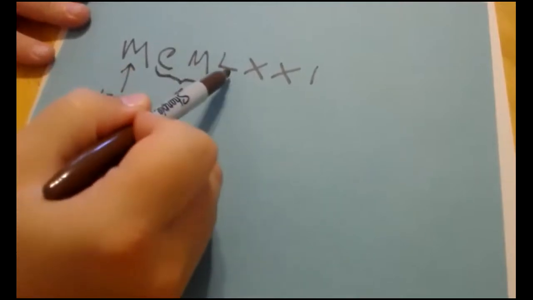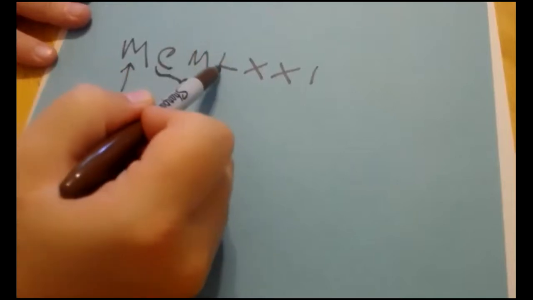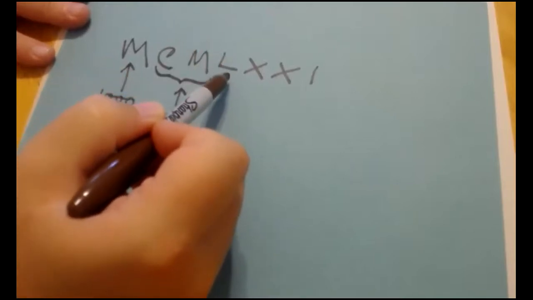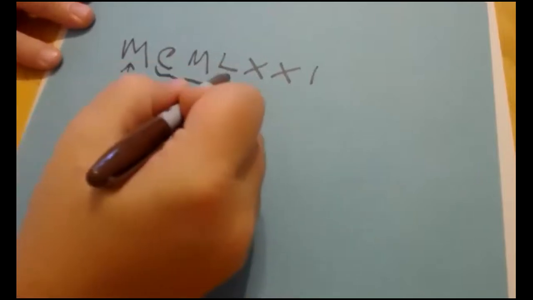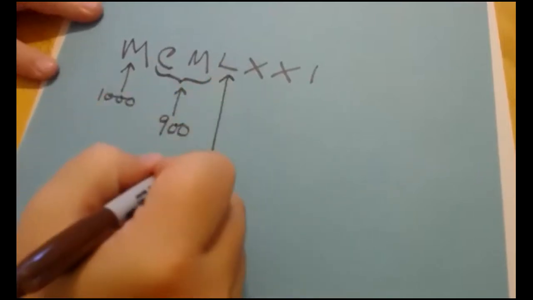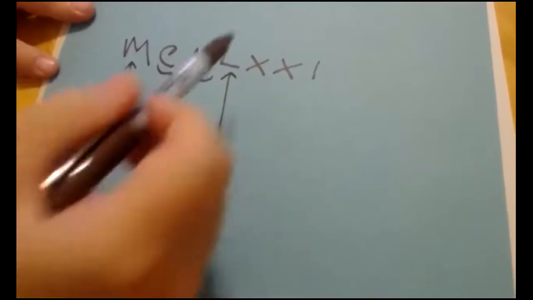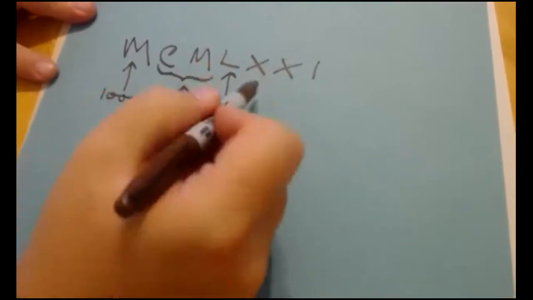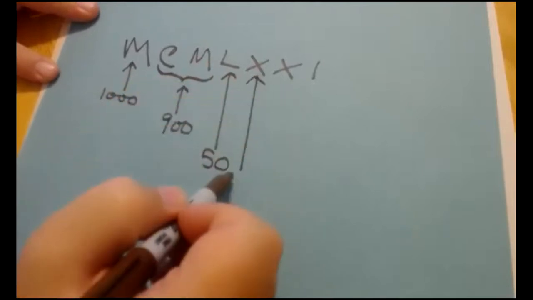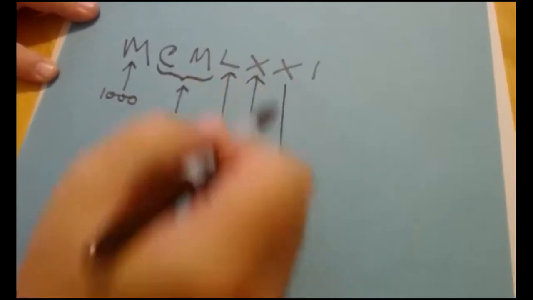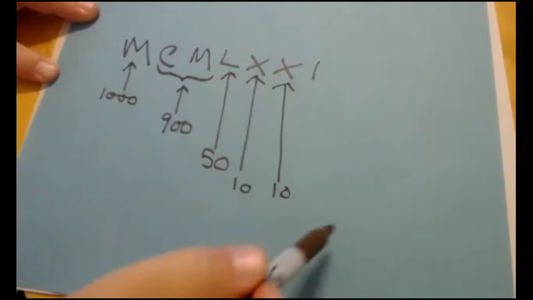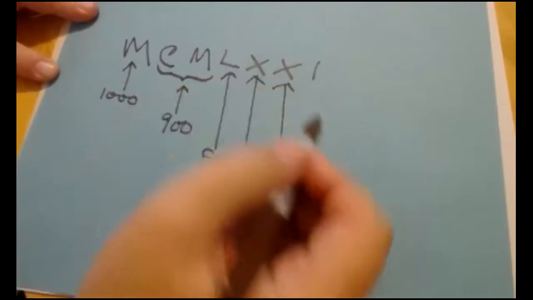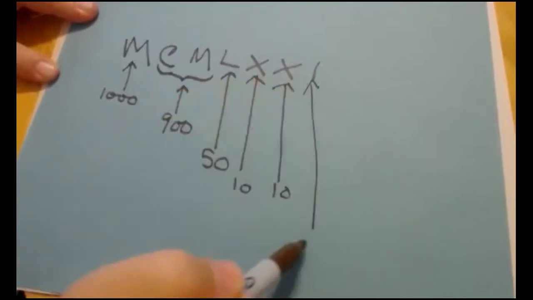From M to L, meaning from 1,000 to 50, you'll notice I'm decreasing. Since I'm decreasing, I'm not going to subtract, and I'm going to just use it the way it is. It's 50. From 50 to 10, I'm also decreasing, so I won't be subtracting. That's a 10. If it's the same thing, you just write it again. And now from 10 to 1, I'm decreasing, so I will not be subtracting, so I have a 1.